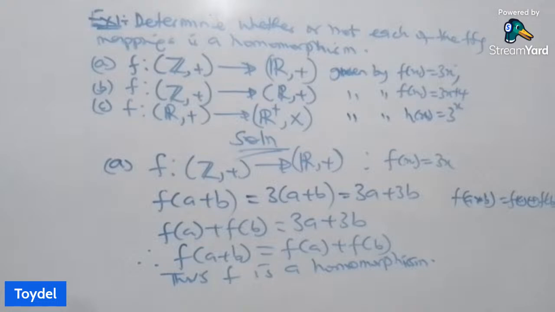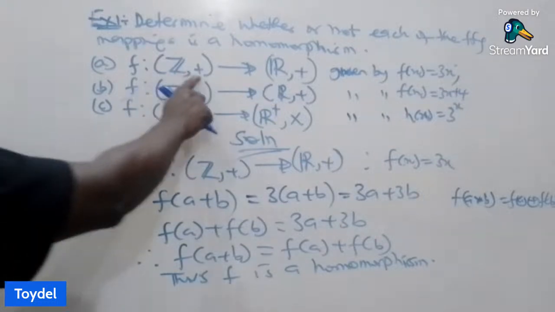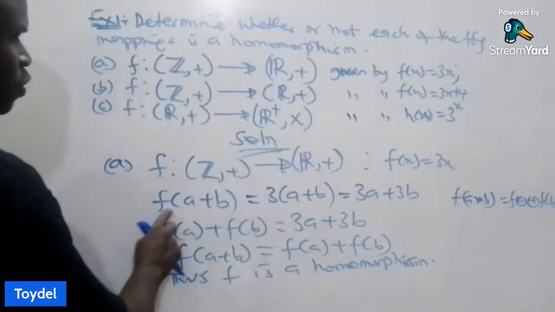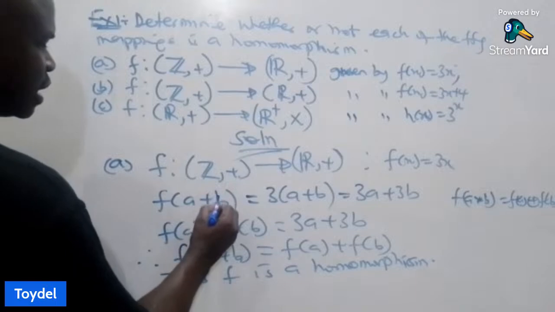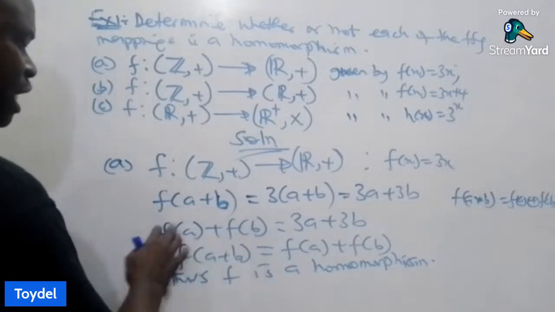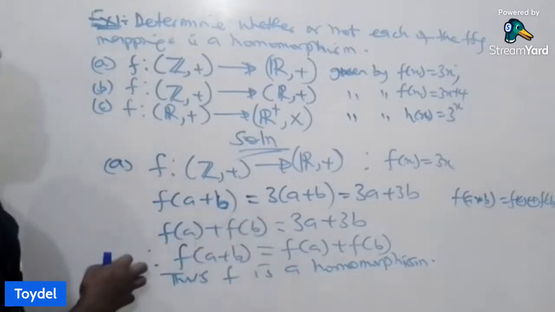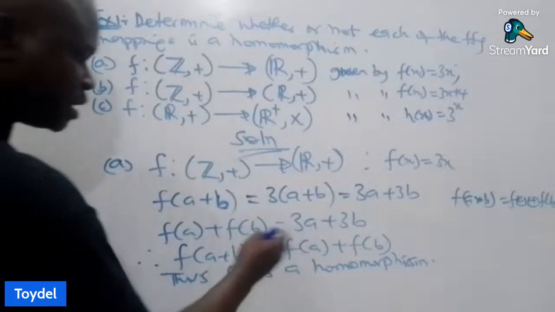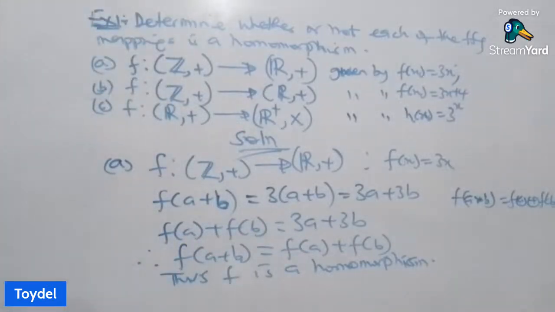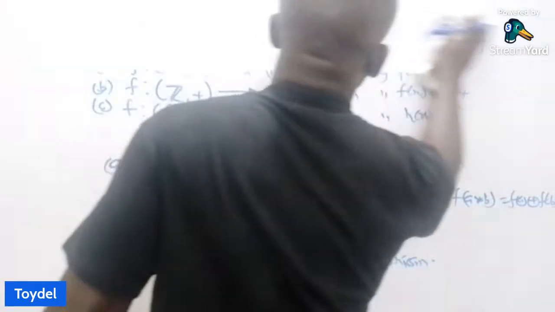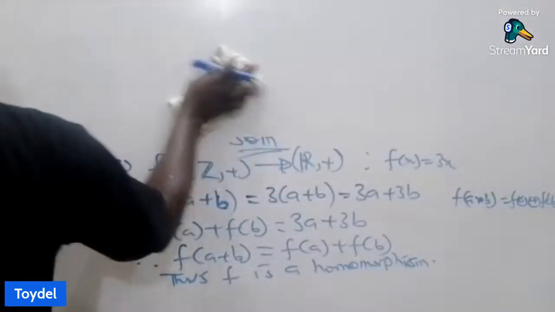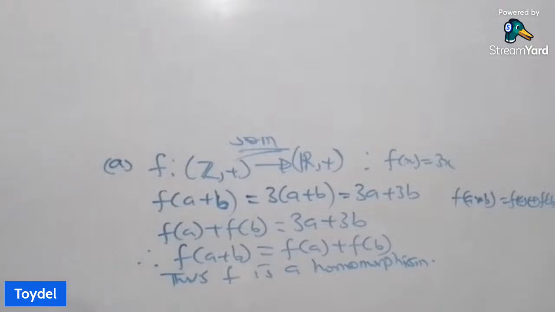So please, let's look at it very well. In this case now, this is addition, this is addition. If we take it together like this, f of a plus b, are we going to get the same thing as taking it separately? If we're able to get the same thing, then it shows that f is a homomorphism. So we go ahead to the second example and test if it's a homomorphism or not.